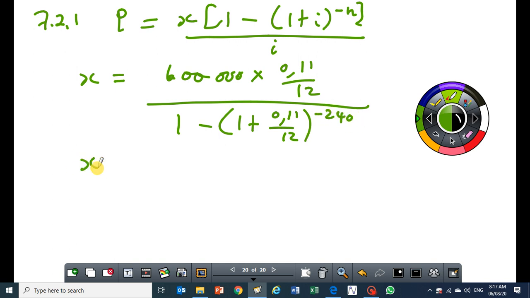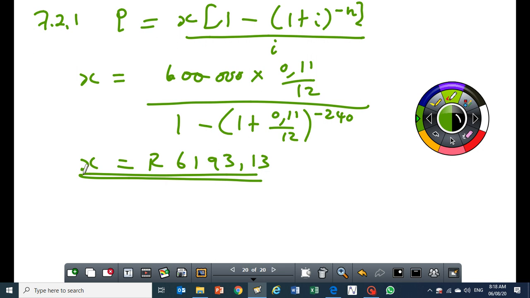So if you simplify, what do you get? Now, this question here is a very easy one, so you shouldn't have any issues. 6193.1. Did you all get this? Yes. Right. If you get a question like this one, you shouldn't have any problem because there's no trick in the question at all. Then next one.